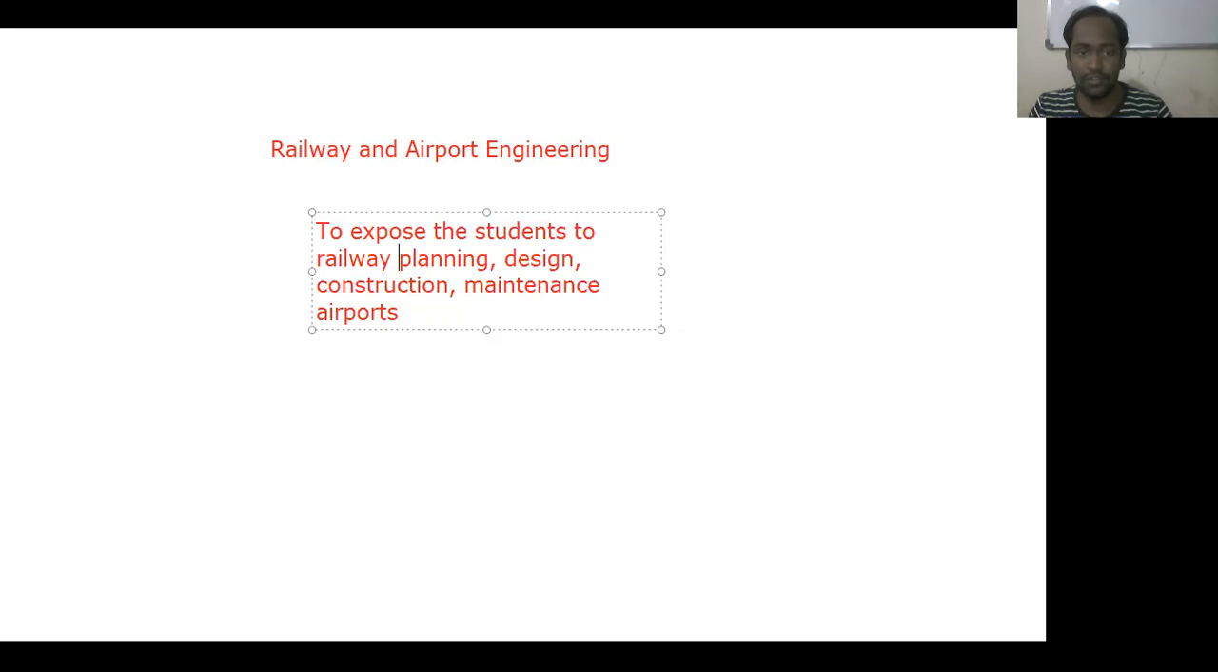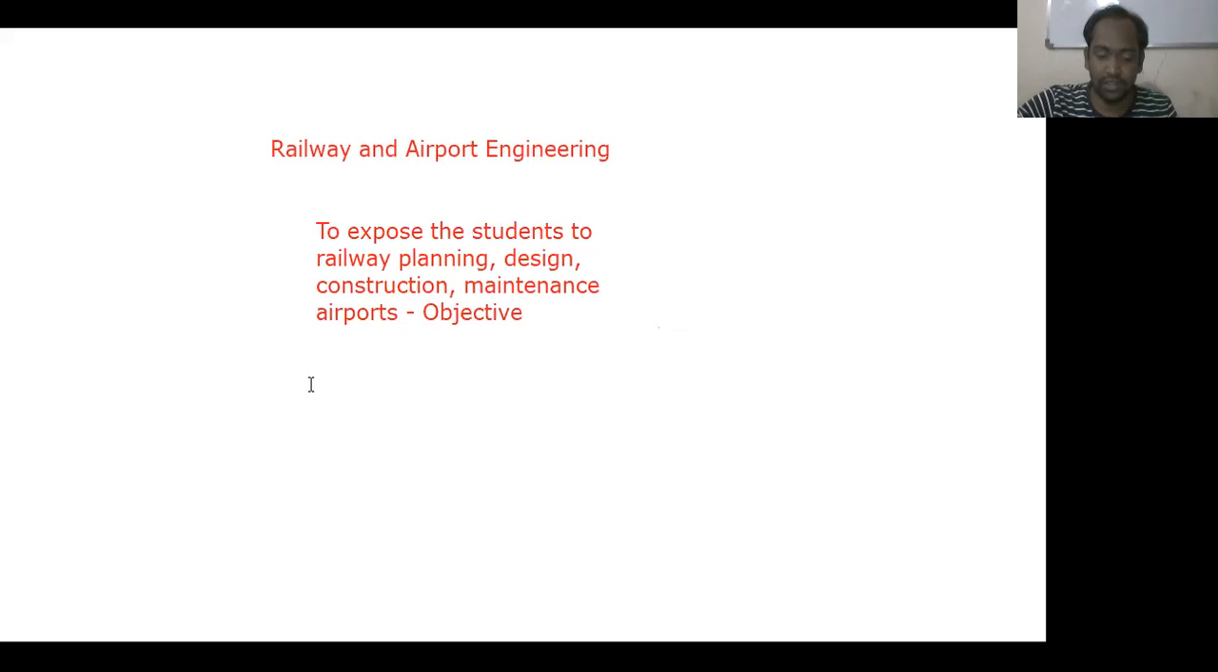It means that the main aim of the subject is to give students knowledge about how to plan, how to select a land. It means how to survey, how to plan, how to design, how to construct and how to maintain, and during construction also how to manage things. Understand? So the aim is to give knowledge about all those things to the students.